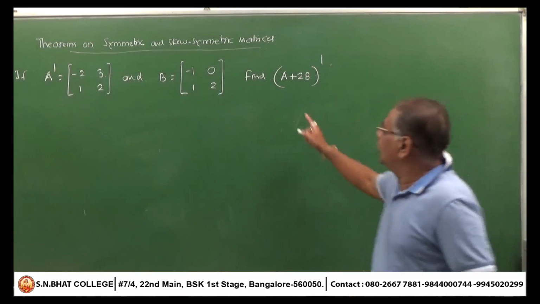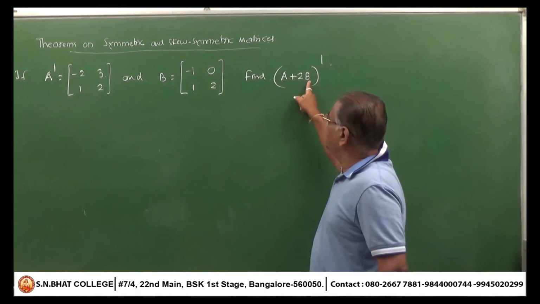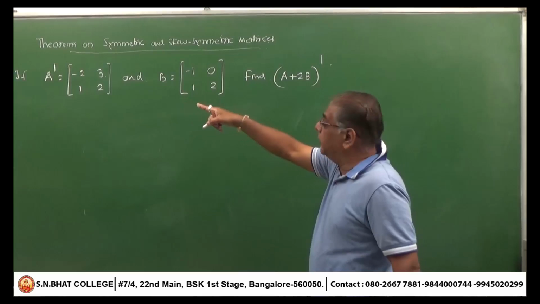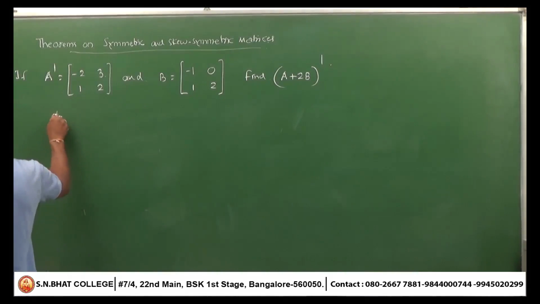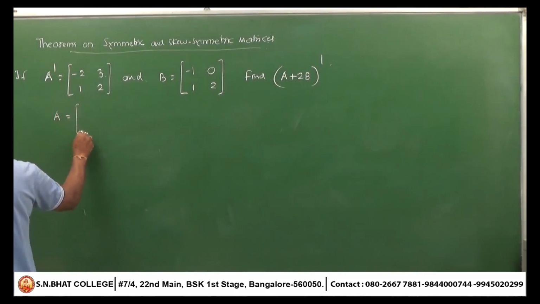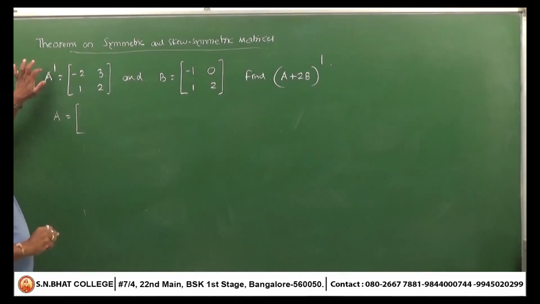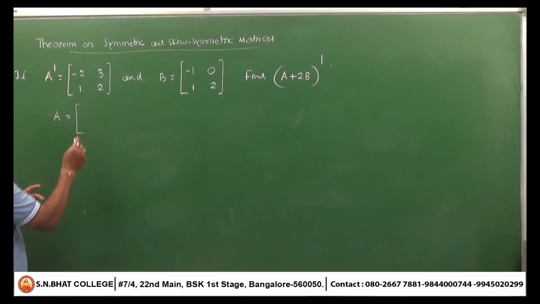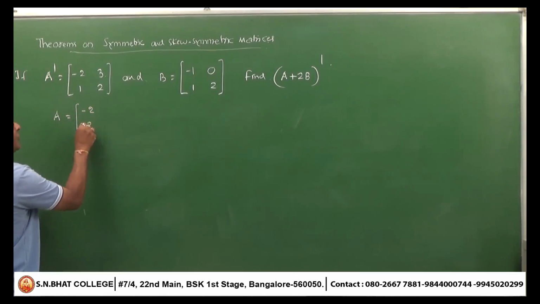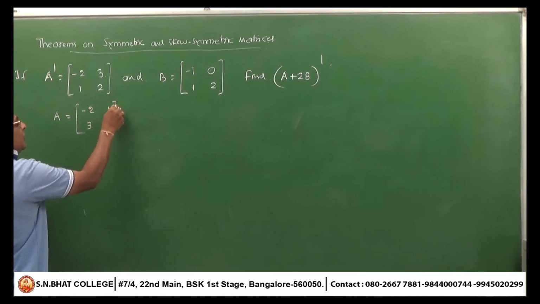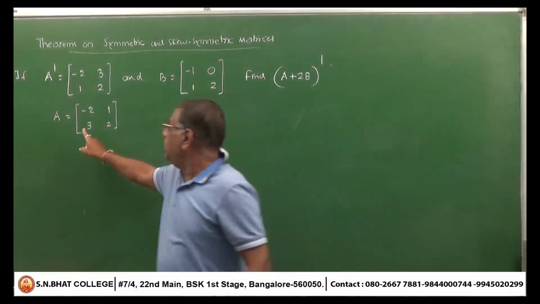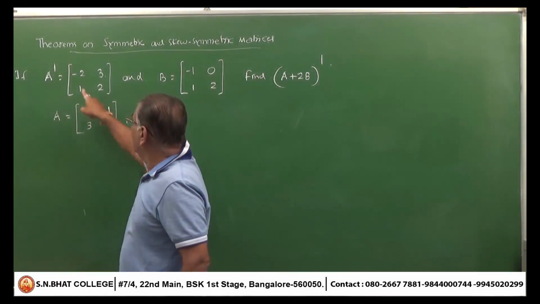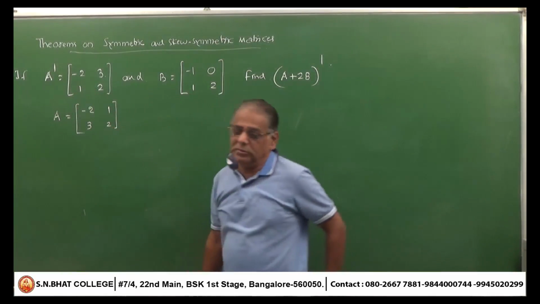See, in this problem you have to calculate first A plus 2B. A transpose is given, you have to calculate A. A is nothing but interchanging of rows and columns of A transpose. Write rows as columns, columns as rows. This is A. If A is given, interchanging rows and columns, you get A transpose.